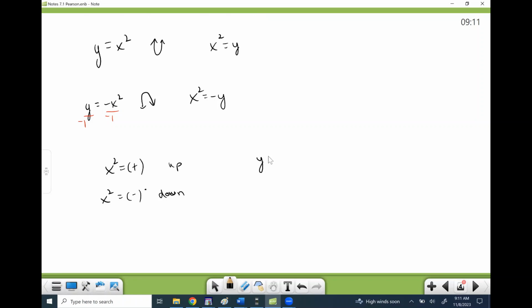And then we're going to add in if y squared equals a positive, or if y squared equals a negative. So if y squared equals a positive, it's going to open up to the right. And if y squared equals a negative, it's going to open up to the left, just like you would think. So positive meant up, negative meant down, positive means right, and negative means left. I think that makes a lot of sense.